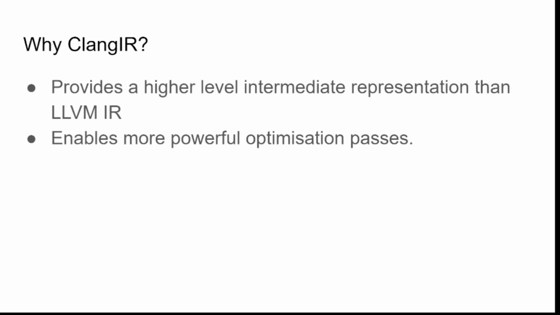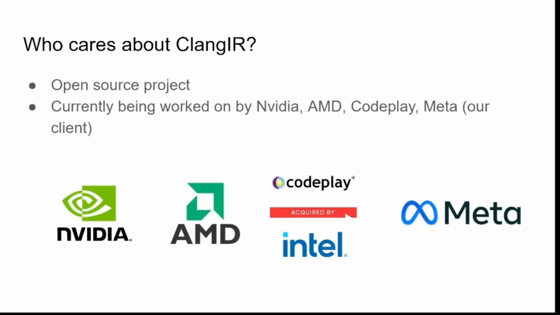It is an offshoot of MLIR, otherwise known as multi-level intermediate representation, and provides a similar service in that it gives more information about the higher-level semantics, which may enable more powerful optimization passes. The ClangIR project is currently being worked on by teams from NVIDIA, AMD, Codeplay, and Meta, which is our client. The hope is that it will one day become a useful alternative to LLVM-IR.